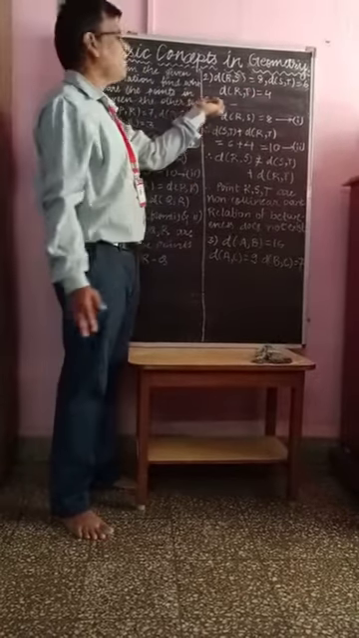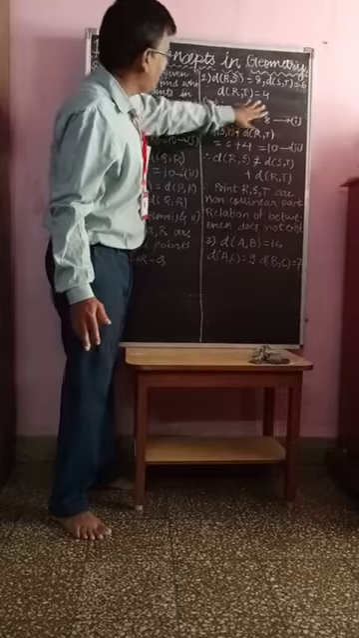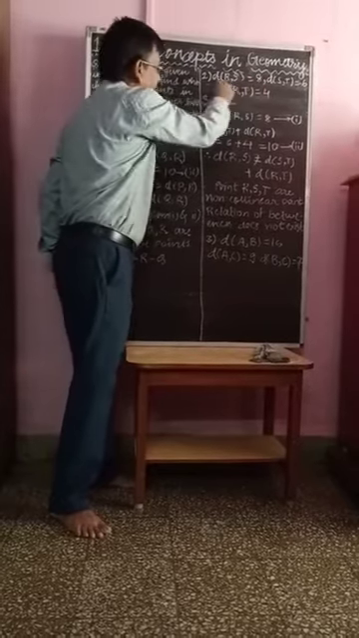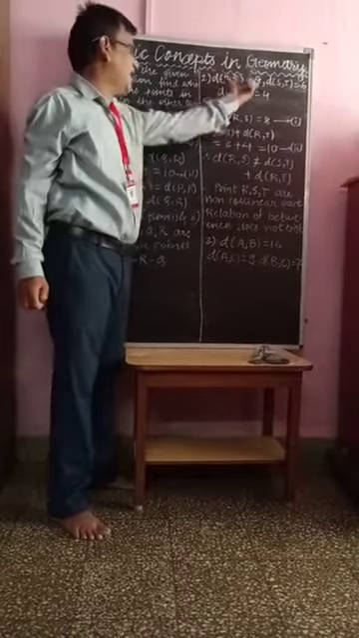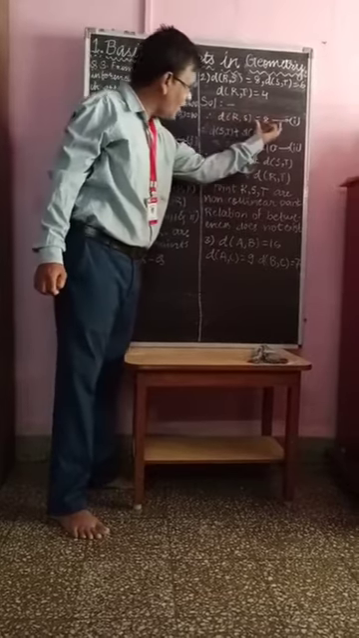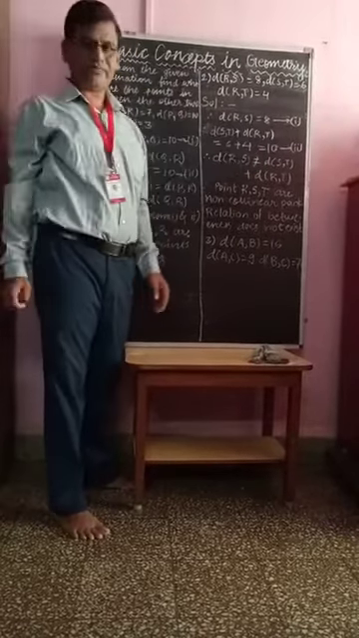Now first, what is the solution? So first, the greater distance is 8. So you can take first RS. RS is a greater distance. So distance RS is equal to 8. This is equation number 1.